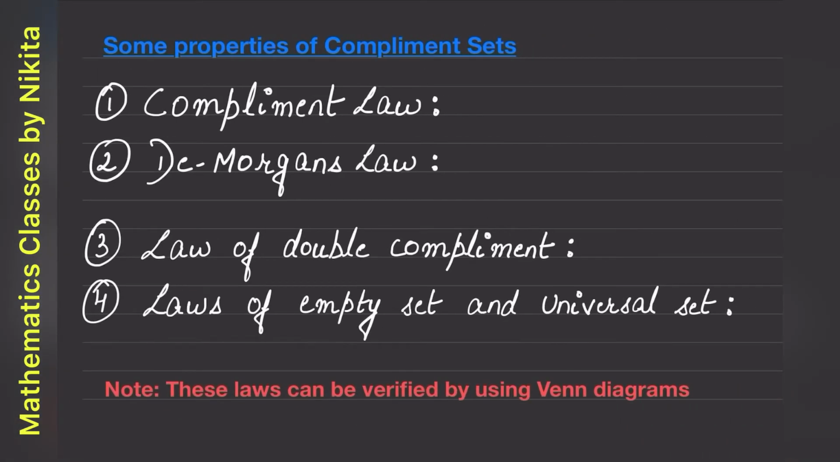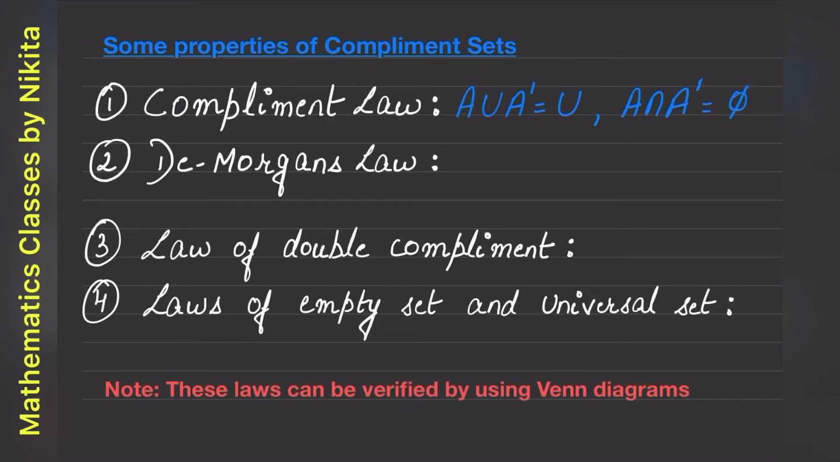Now let's see some properties of complement of sets. Very easy. 4 properties are there. Just learn them by heart. The first property says complement law. So what does complement law say? Complement law says that A union A complement is equal to U. So if you take A union A complement, you will get whole of the universal set. And A intersection A complement will give you empty set.